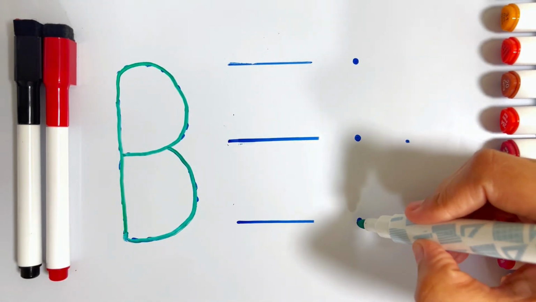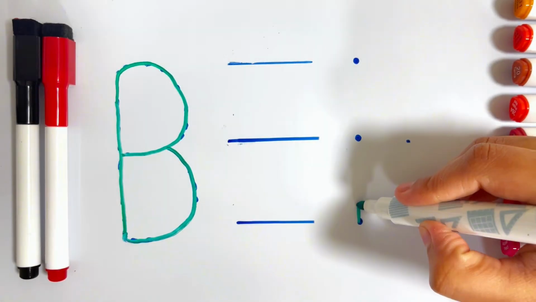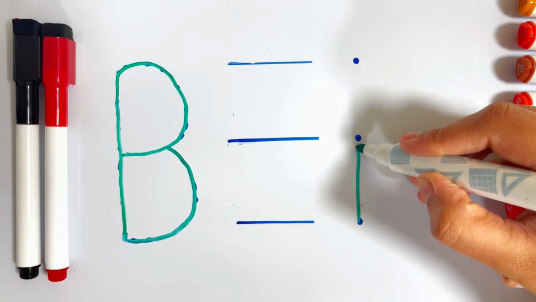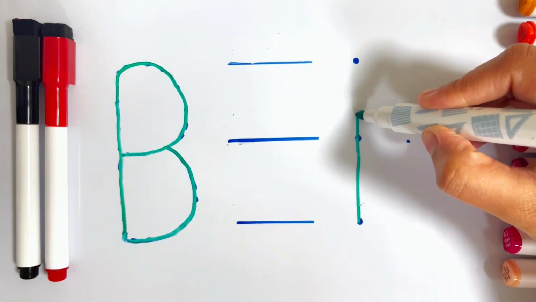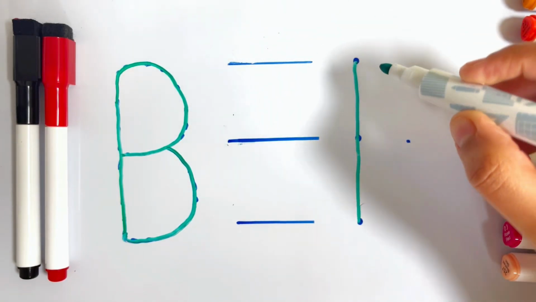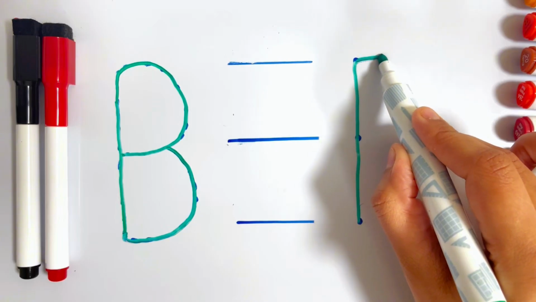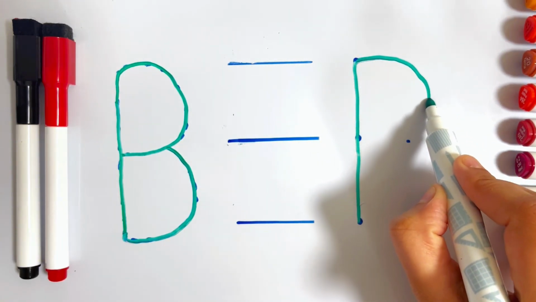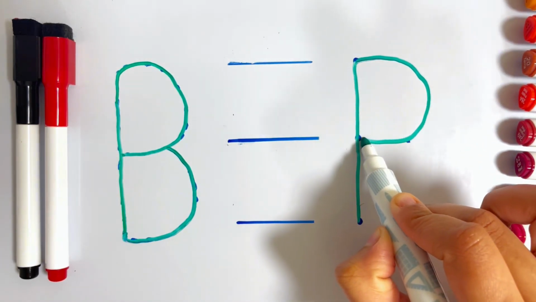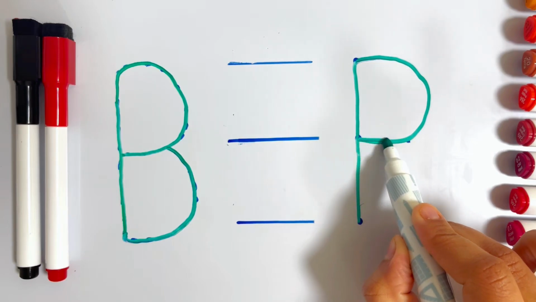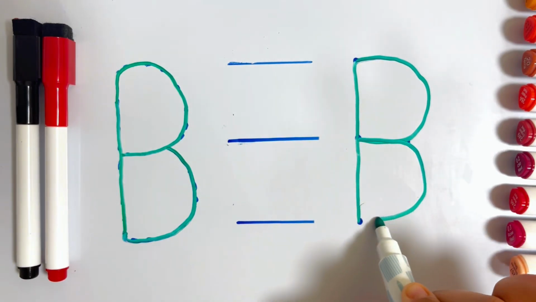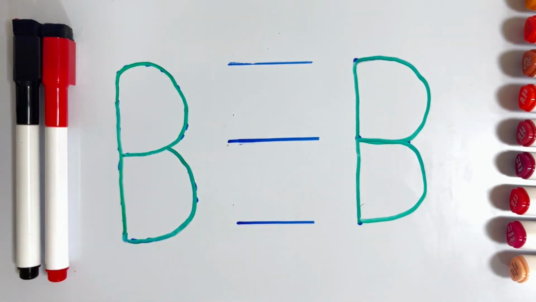Join dots to right. B. A straight line going up. One-half circle. Second half circle. B.